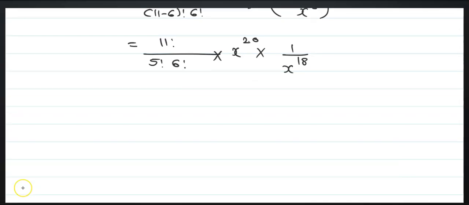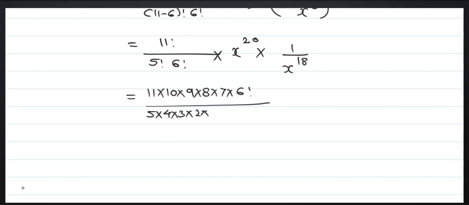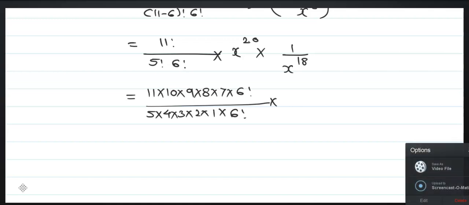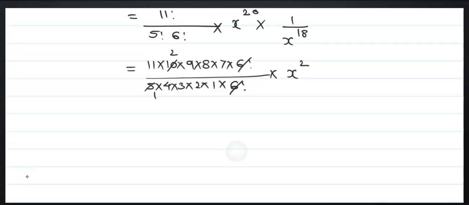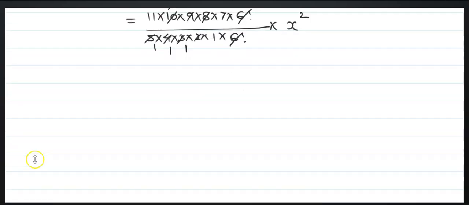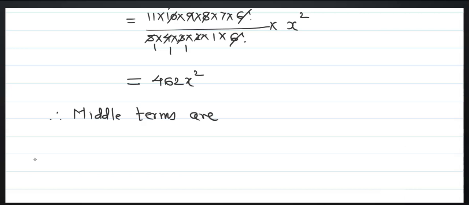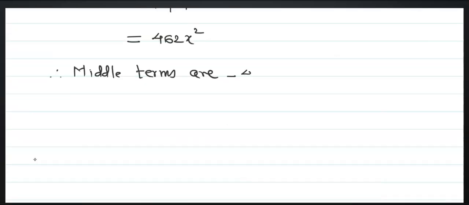Therefore, up to the 6 factorial, 5 into 4 into 3 into 2 into 1 into 6 factorial. Therefore, into x raised to 2. The 6 gets cancelled. And overall, you will get your multiplication, that is 462 into x square. Therefore, the middle terms are minus 462 into x raised to 9 and 462 into x square.